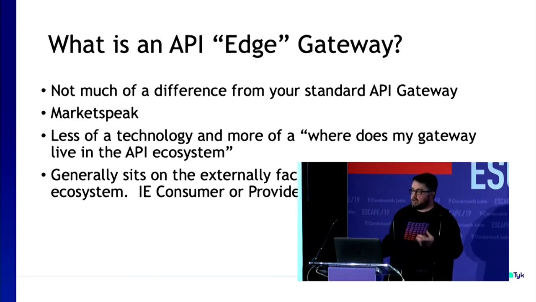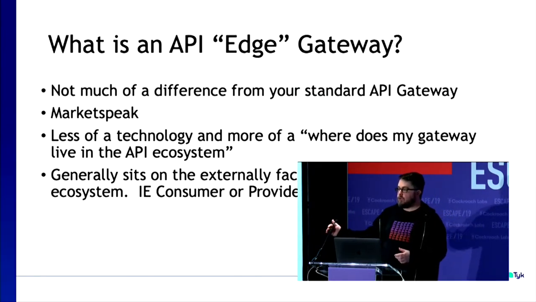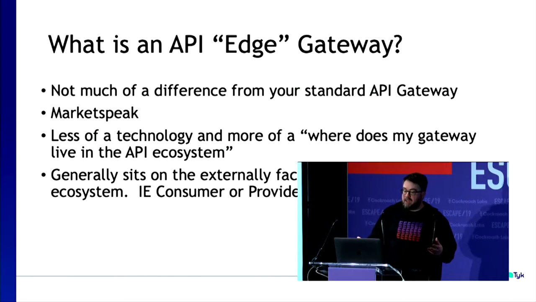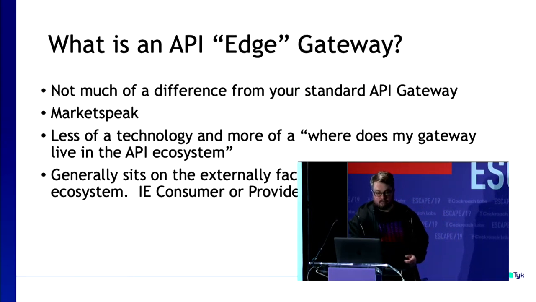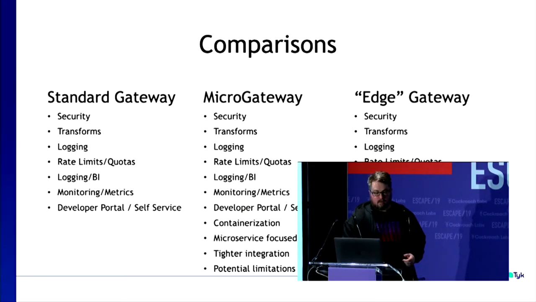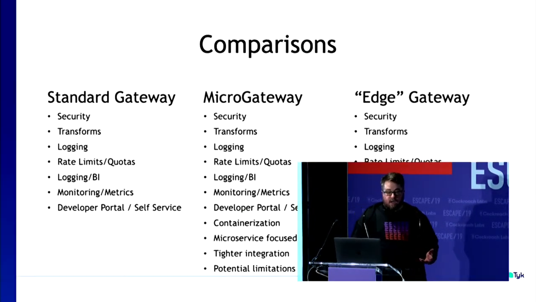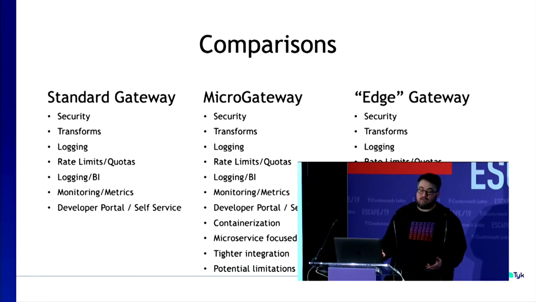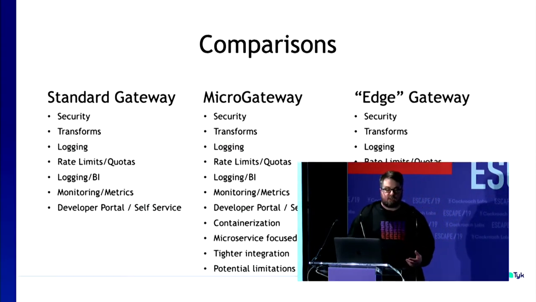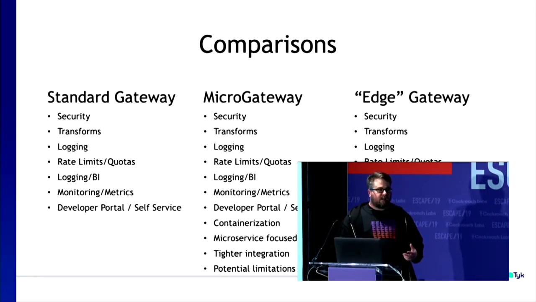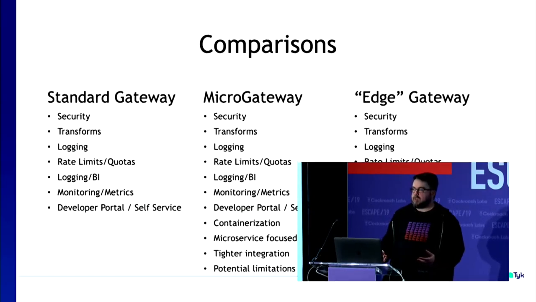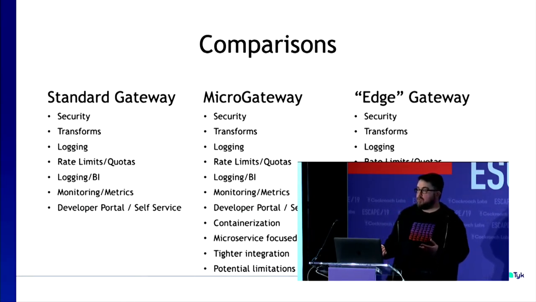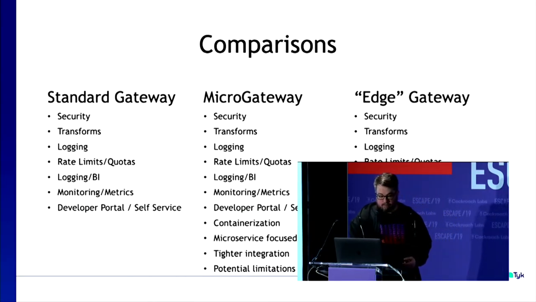Usually sits either in front of your consumer or out on your provider's edge, depending on how your infrastructure is set up. So as you can see, standard gateway, edge gateway, not much of a difference there. Micro gateways, on the other hand, you're going to have some differences in there, mainly around the fact that it's more geared towards containerization, much smaller footprints, and tighter integration with your microservices.